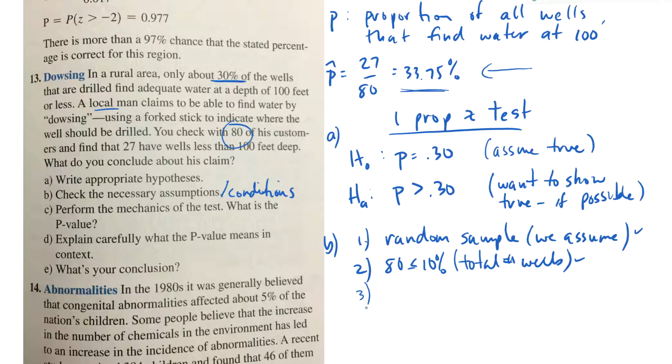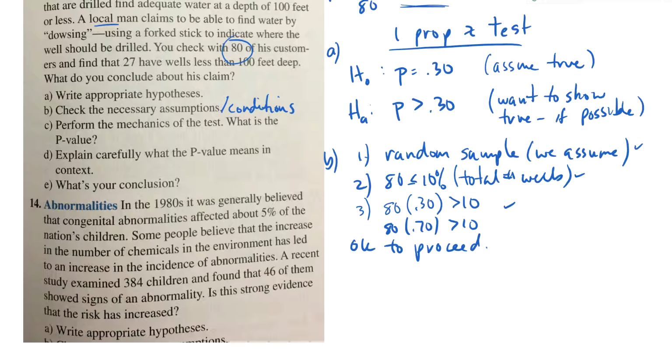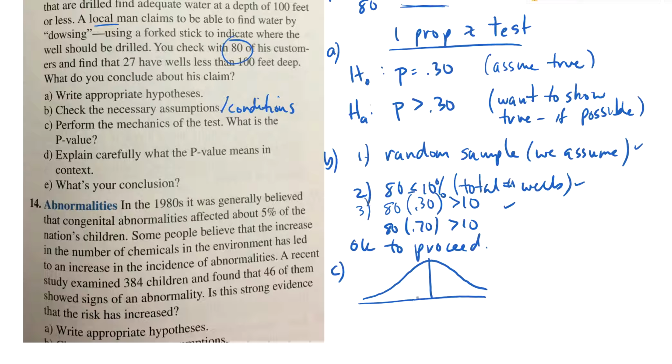And 3, NP, 80 times 0.30 is greater than 10. And NQ is greater than 10, so that's good. So it's okay to proceed. Okay, perform the mechanics. So we got the hypothesis, the conditions, and the mechanics of the test, where we want to figure out what our z-score is. So here's my graph, and you actually don't have to draw this graph if you write all the formulas out, but I'm going to draw the graph so you can see what's going on.